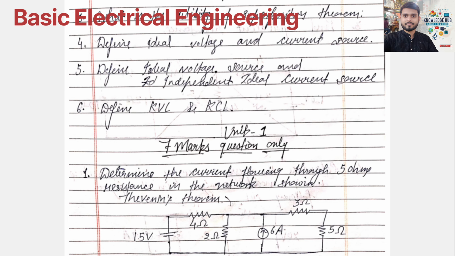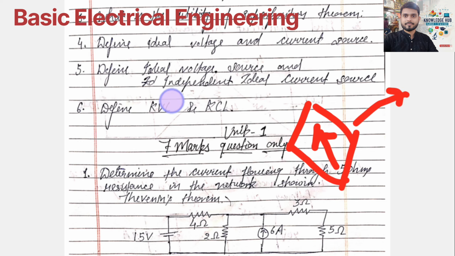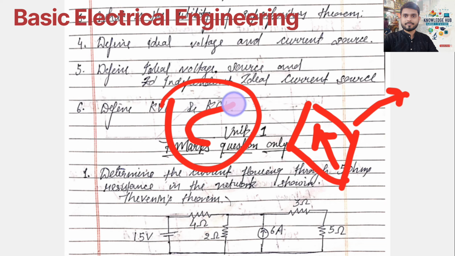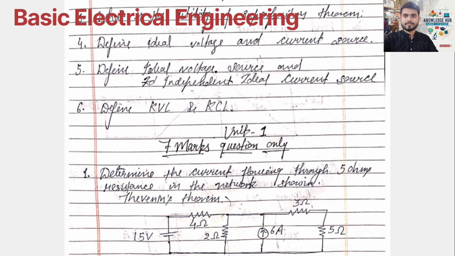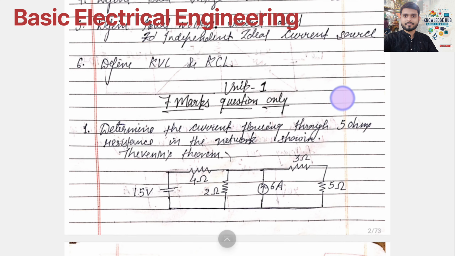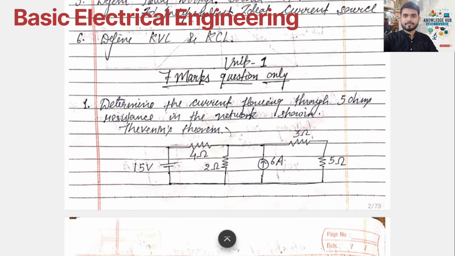Now, define ideal voltage and current source. Number 5: define ideal voltage source and independent source. The dependent source is like this, the current passes from here, this is voltage V, this is current. Now the last one for 2 marks questions is: define KVL and KCL.